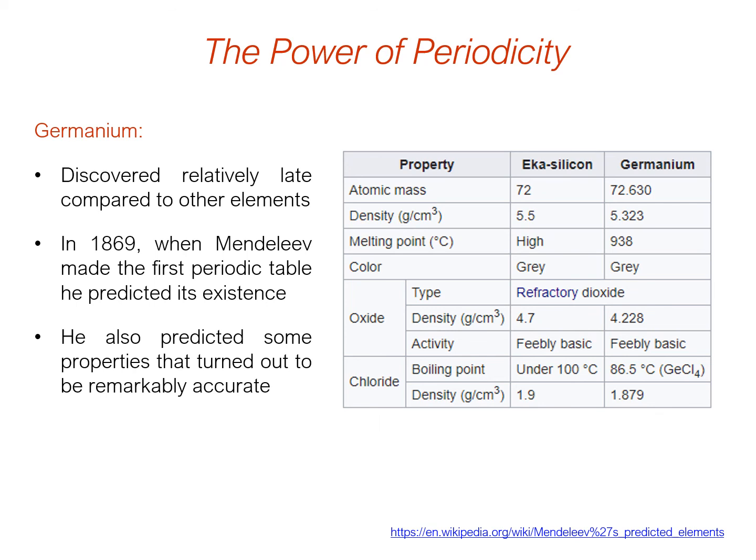So that's just an example of how the periodic table, even before we knew what some of the elements were, was made in such a way that you can predict what elements should be there, and indeed it worked.